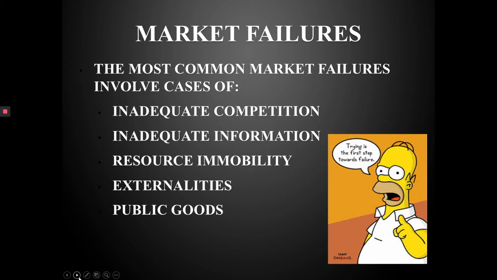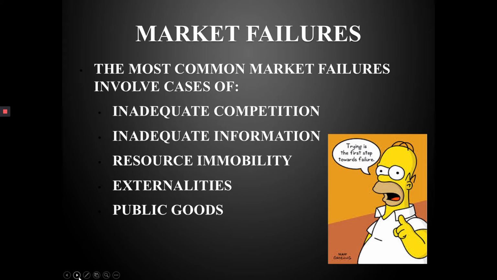industry. Maybe it's inadequate information. They don't give you all the information that you need in order to be able to adequately determine where you want to buy a good. Maybe it's resource immobility. That sounds complicated, right? But basically it's where the resources cannot be moved from one area of the world to another in order for the other places of the world to make those particular goods.